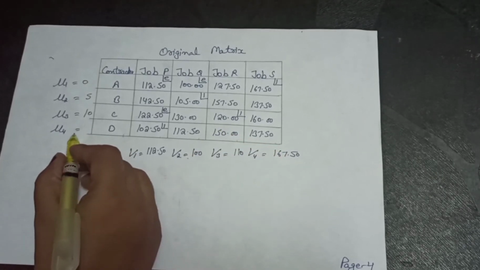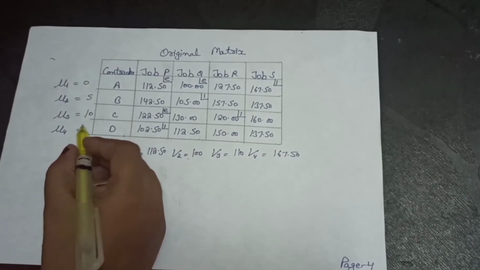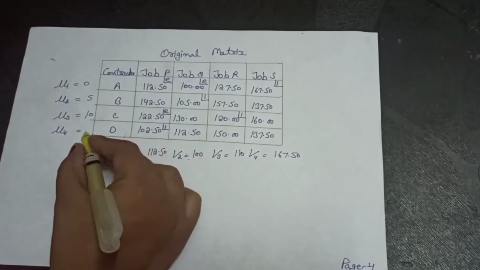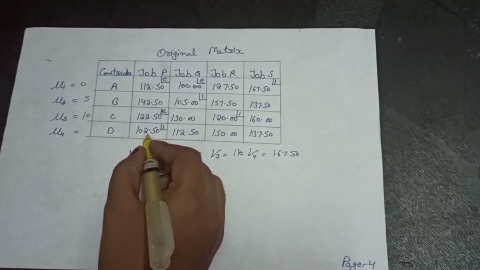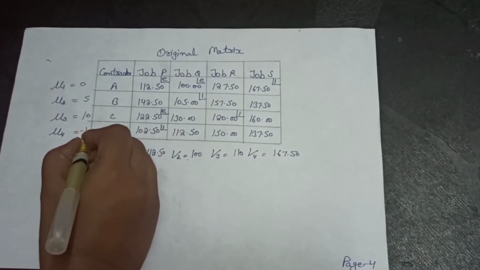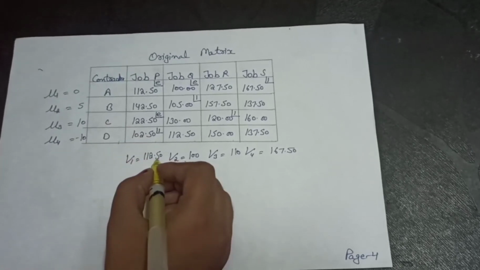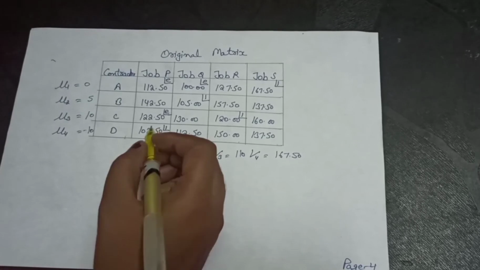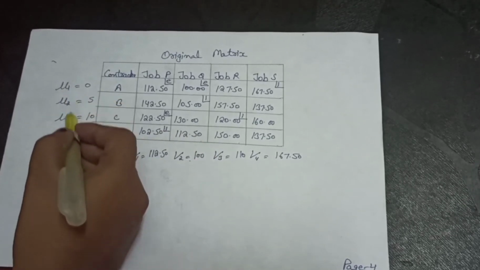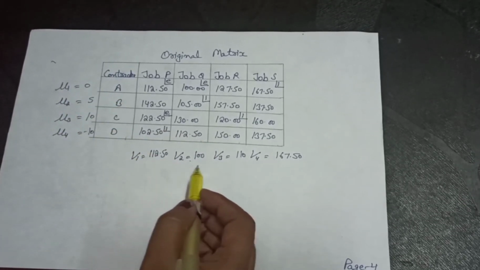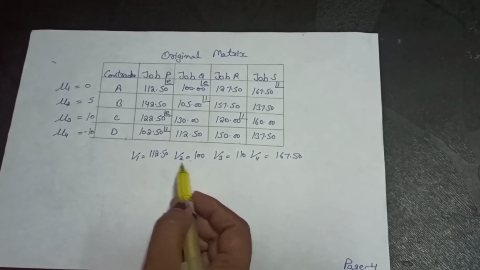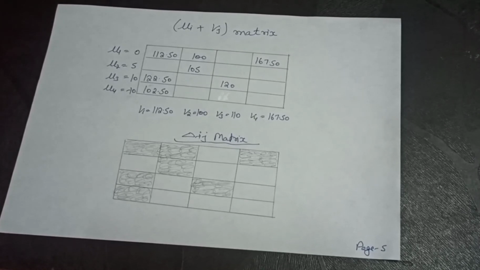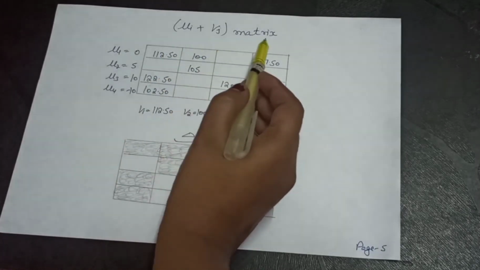So now we have to calculate the value of u4. We have v1 is equal to 112.50. u4 plus v1 is equal to this cell. We will write here minus 10 because minus 10 plus 112.50 is equal to 102.50. So students, you can see we have all ui values and we have all vj values. Now we will calculate our ui plus vj matrix. So students, this is our ui plus vj matrix.